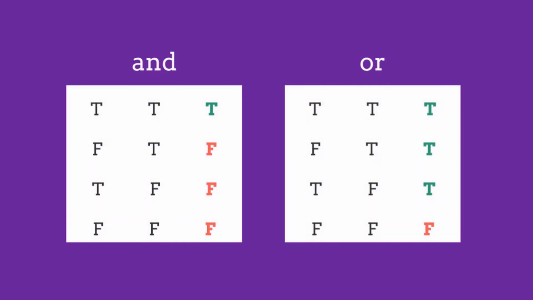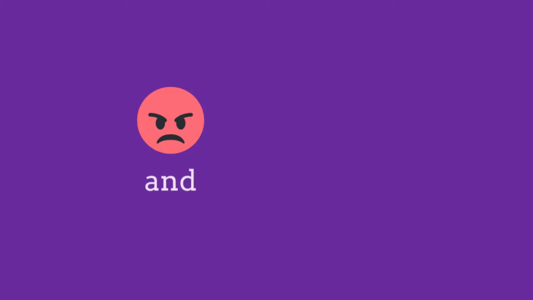Here is the truth table for AND and OR operators which you are told to memorize. There is no need for that. Just keep in mind AND is strict. It needs all conditions to be true. OR is generous. It needs just one condition to be true.